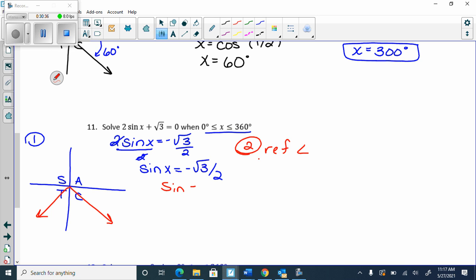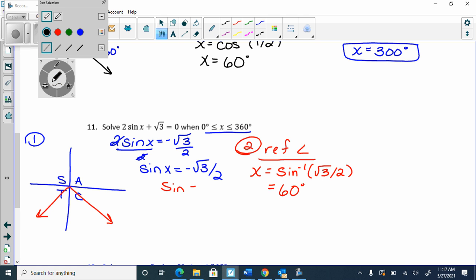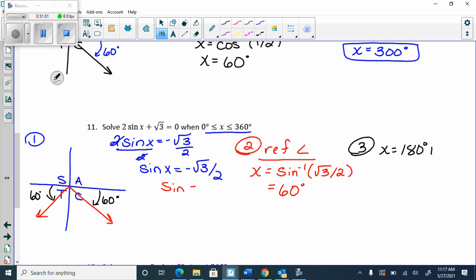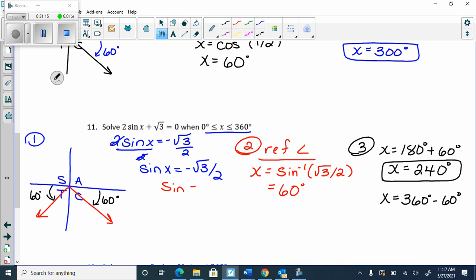Step 2. Reference angle. So x equals sine neg 1 of the positive, so root 3 over 2, which is also 60. So it's 60 here, and it's 60 here. So for the first one, when it's in quadrant 3, we do 180 plus 60. So it's 240. And then in quadrant 4, we do 360 minus 60. That's 300.